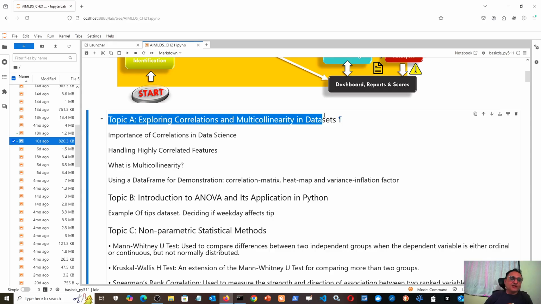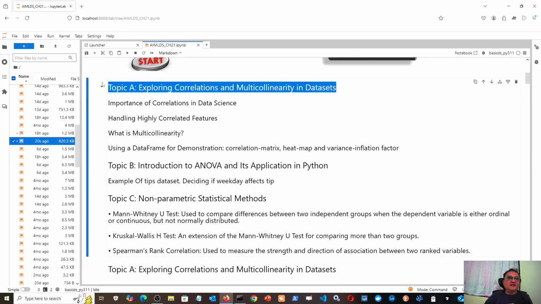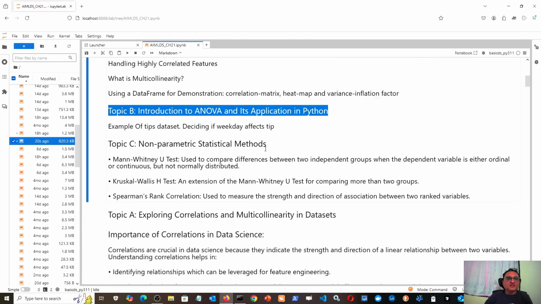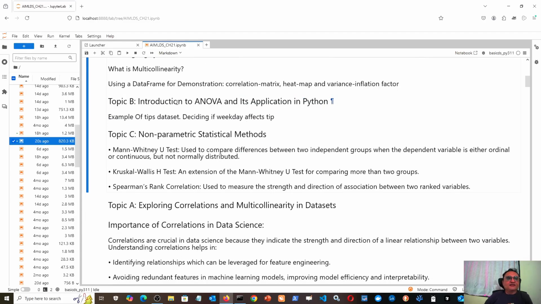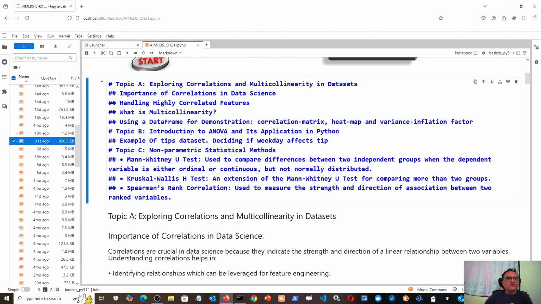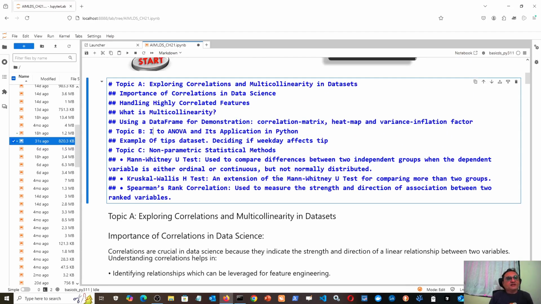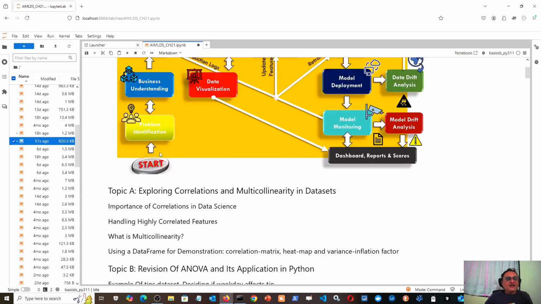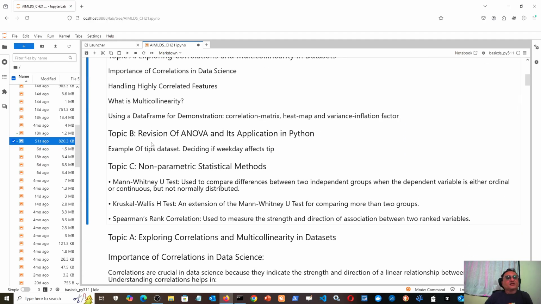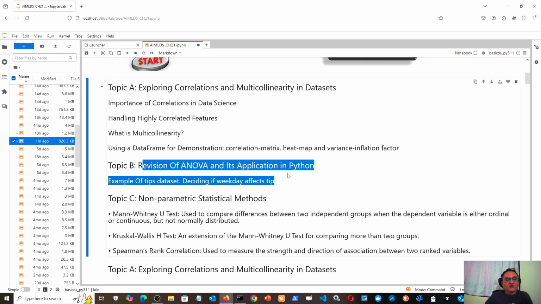Topic A, exploring correlations and multi-collinearity in the data sets. Topic B, introduction to ANOVA and its application in Python. Now actually, introduction will not be required because we have done ANOVA in much detail in chapter 19. So I can just modify this slightly: Revision of ANOVA. Just like in the previous chapter, we revised the t-test and the chi-square test, similarly in this chapter, we are going to revise ANOVA.